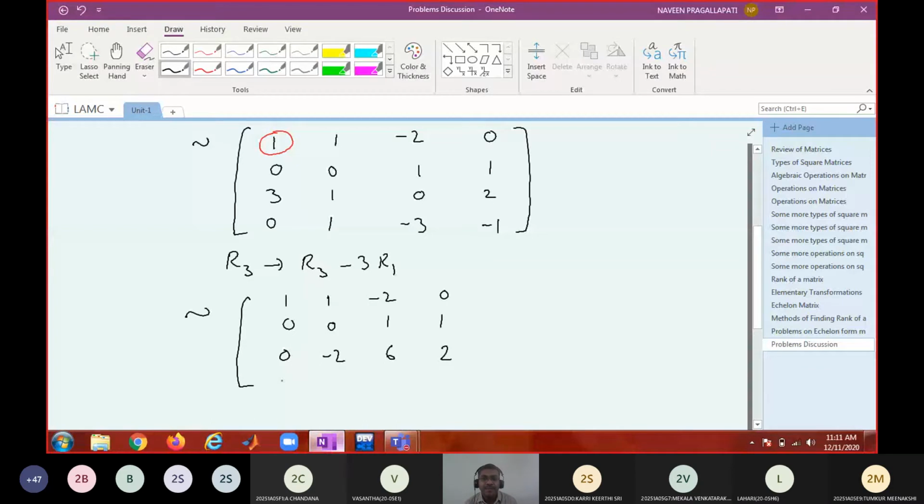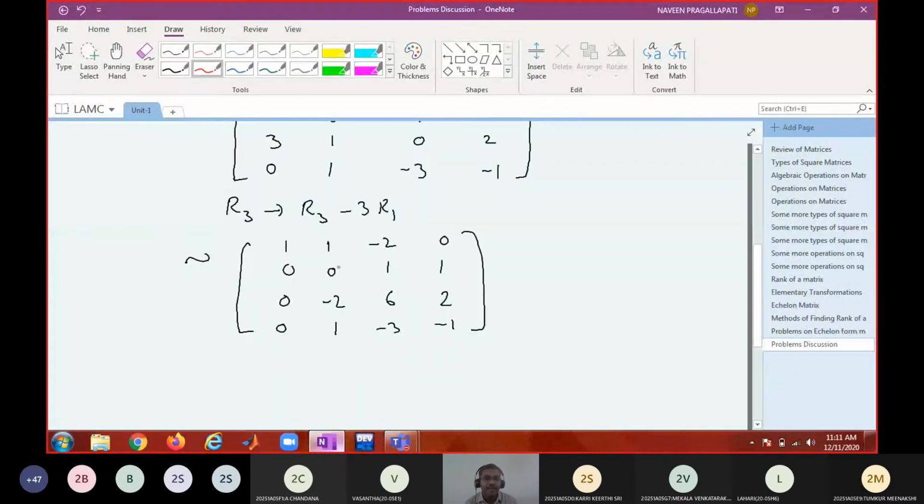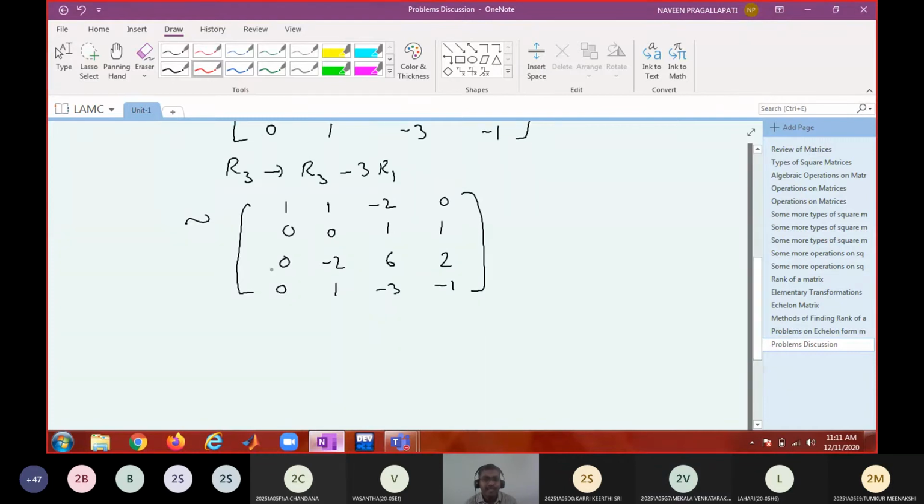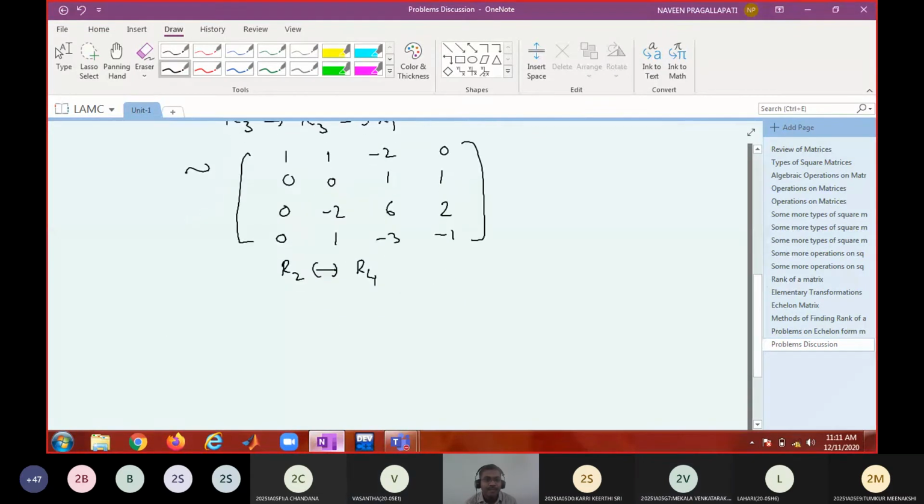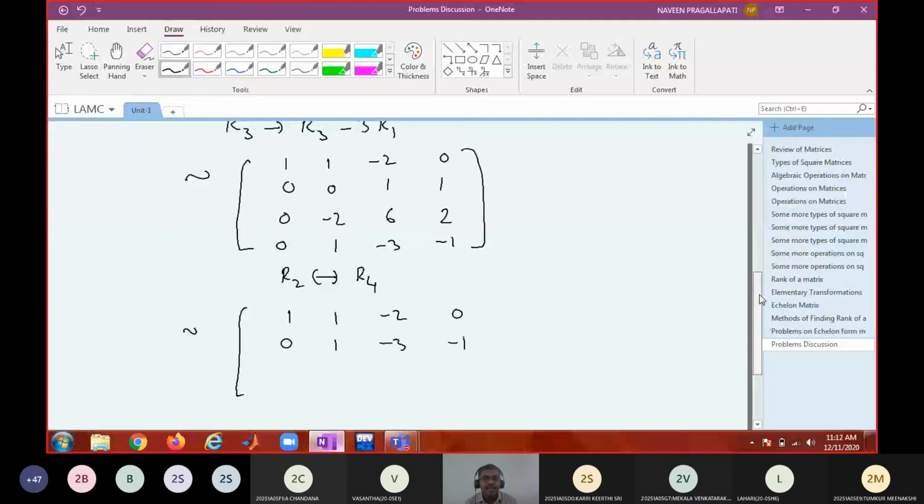So leave the first row, come to the second row. Which one is my pivot position? This is a 0 entry. Look down. There are 2 non-zero entries, so I will interchange the second row with the fourth row. R2 interchange with R4. Then it is going to be 1, 1, minus 2, 0. Next 0, 1, minus 3, minus 1.